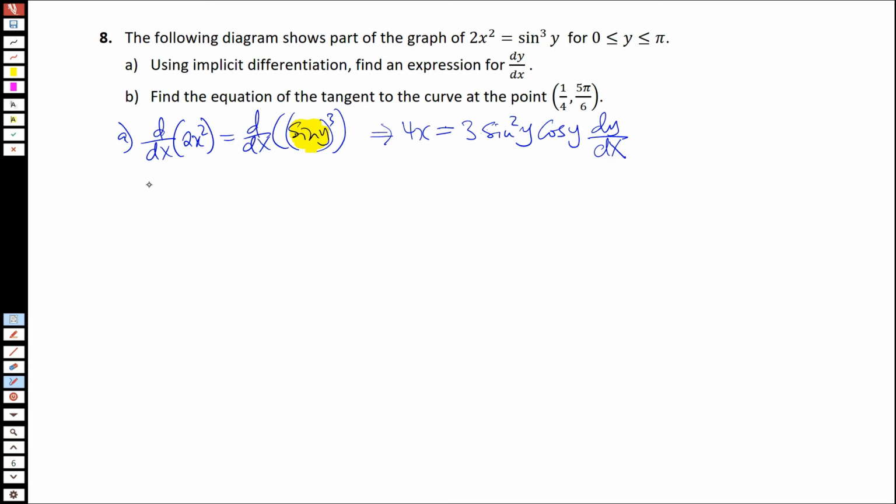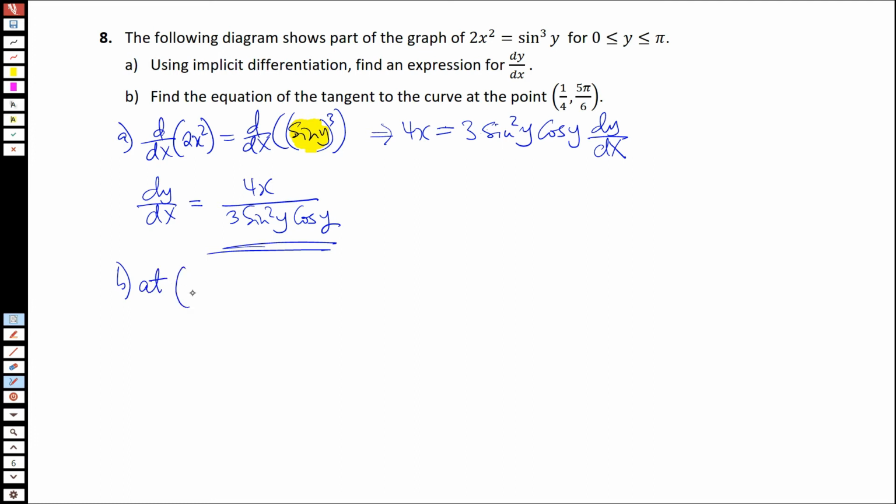Okay, so which implies that dy over dx will be equal to 4x over 3 sine y squared multiplied by cos y. So that's part A done. So for part B, we are required to find the equation of the tangent to the curve at that point. But before we find the equation, we need the gradient of the tangent to the curve at this point.